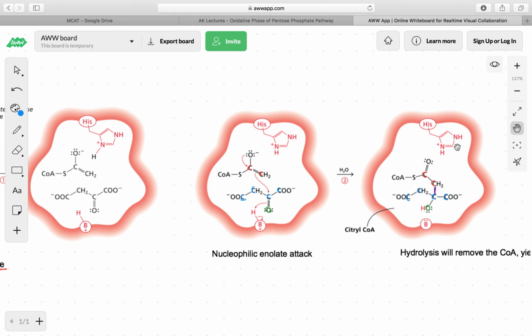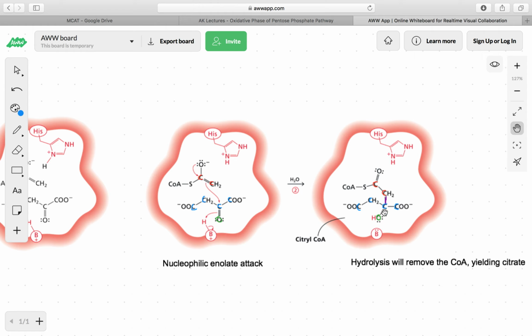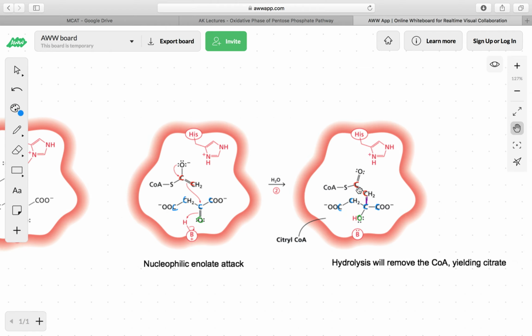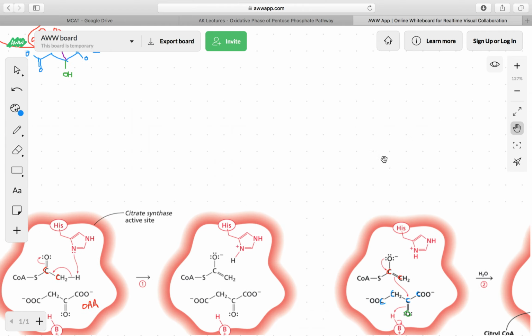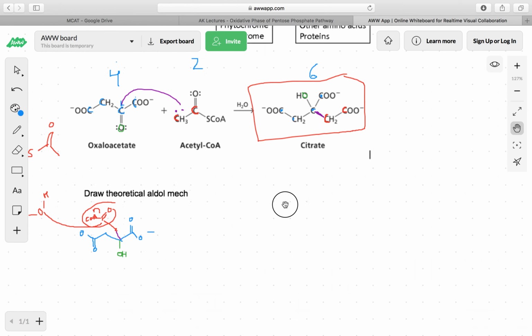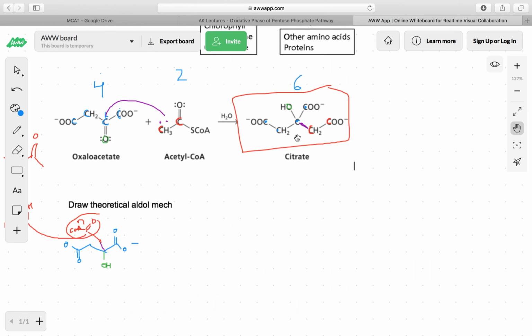And then this isn't the finished product yet, because we know our citrate doesn't have this CoA. So water is going to come in and do addition elimination and kick off this CoA group, and you'll be left with citrate. And the funny thing is, this Krebs cycle is named after citrate for 2 reasons.